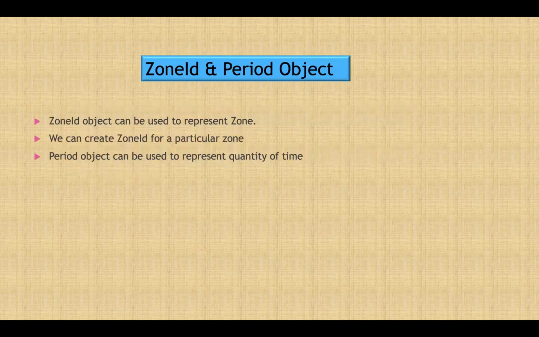Now try to see ZoneId and the Period object. The ZoneId object can be used to represent a zone. That means you are in India, and someone is in Australia or London, UK. With respect to their time zones, if you need, you can use ZoneId also. If you provide a specific region, you will get their region timing also. And if you want to create a specific zone, you can still create one, no problem at all. The Period object can be used to represent a quantity of time.